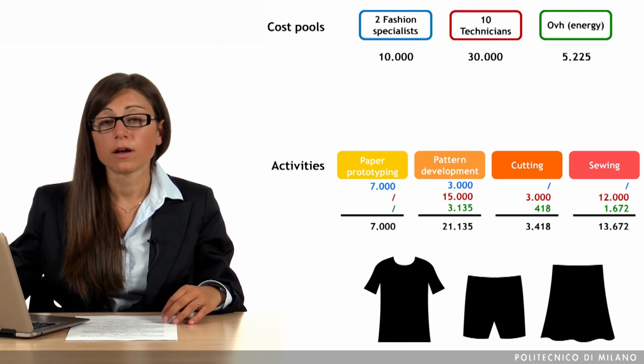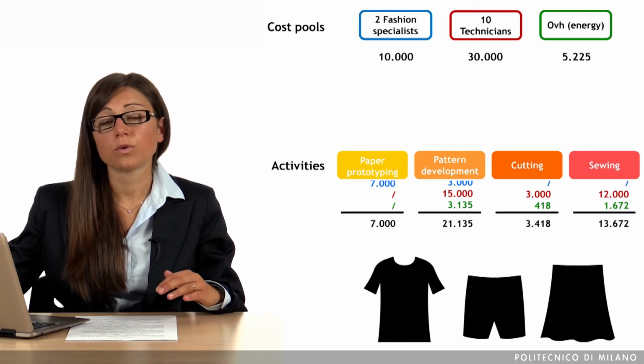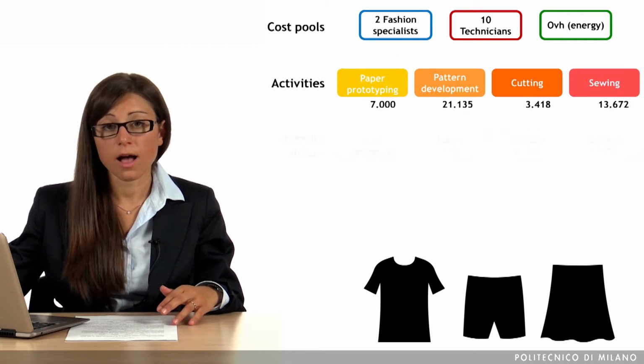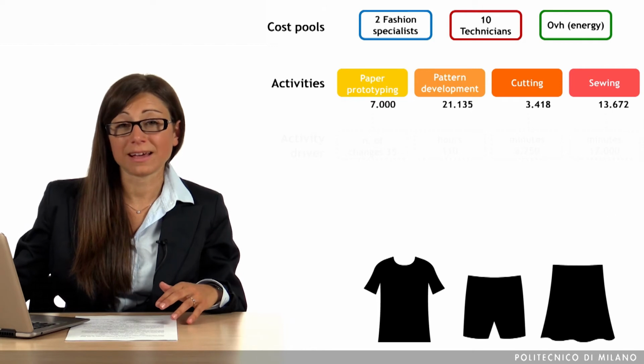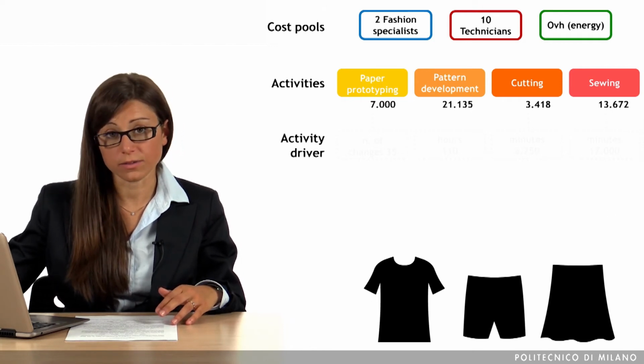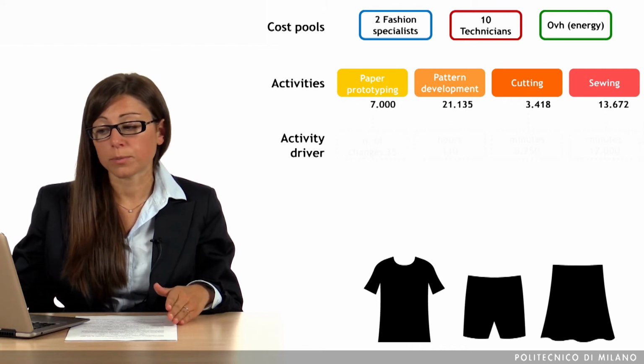At this point, we are in the middle of the exercise. We have the cost of the activities, and we need to share the value of these activities among the 3 different products. How? By identifying an activity driver that is able to explain the relationship between the activity and the final product. Let's start from the activity of paper prototyping.